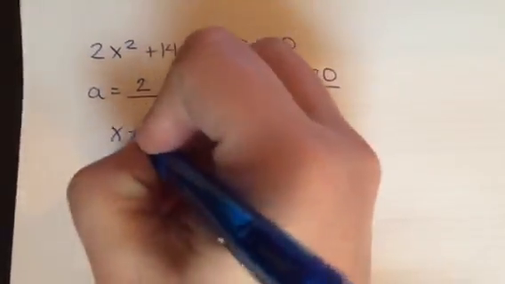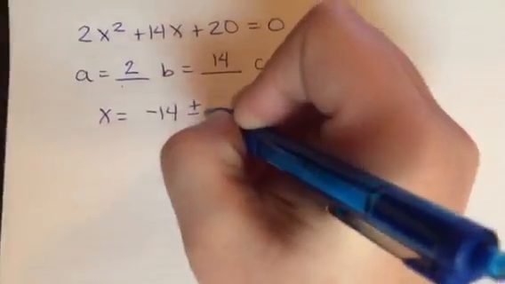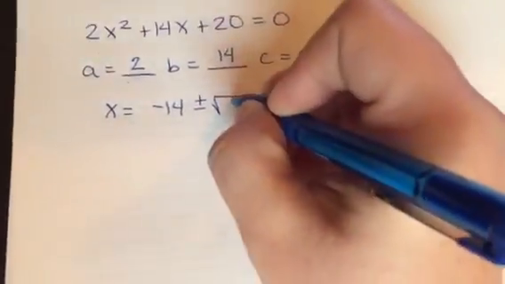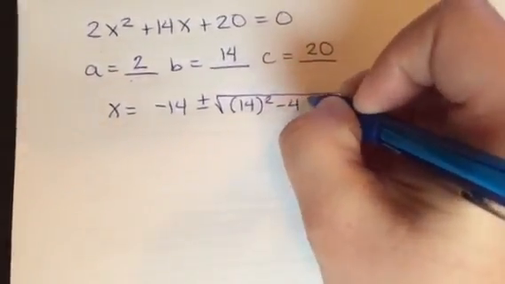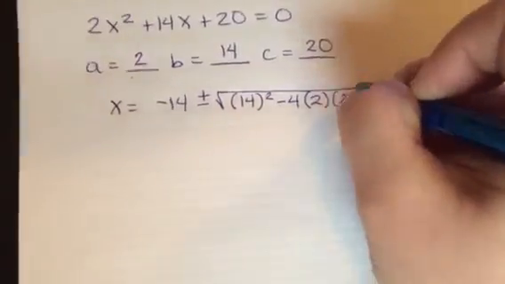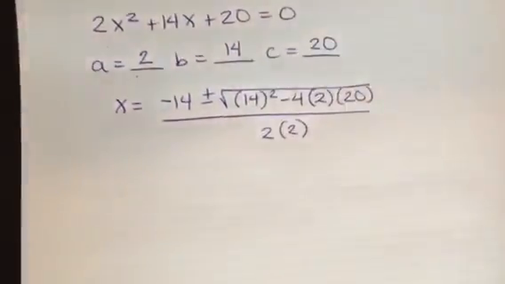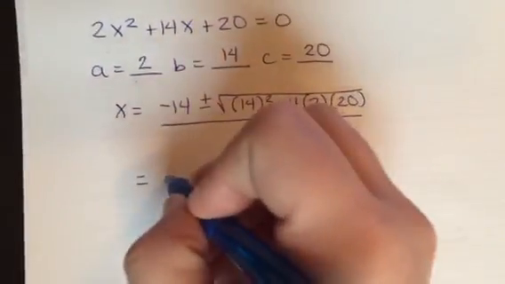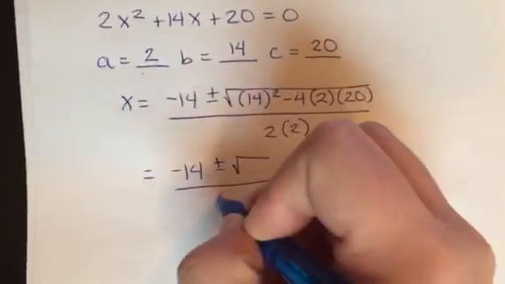So we would have x equals opposite b, so negative 14, plus or minus the square root of b squared, which would be 14 squared, minus 4, because that's part of the formula, a is 2, and c is 20, all over 2a, so 2 times 2. So then we have negative 14 plus or minus the square root of something over 4.